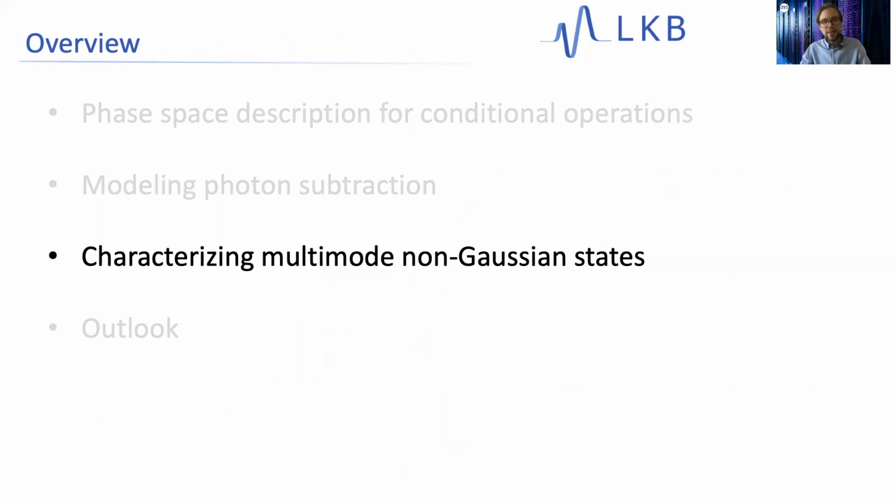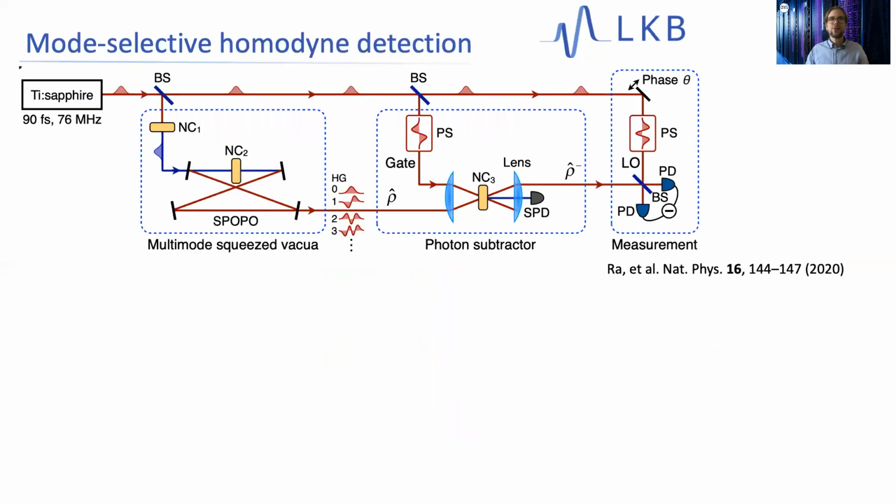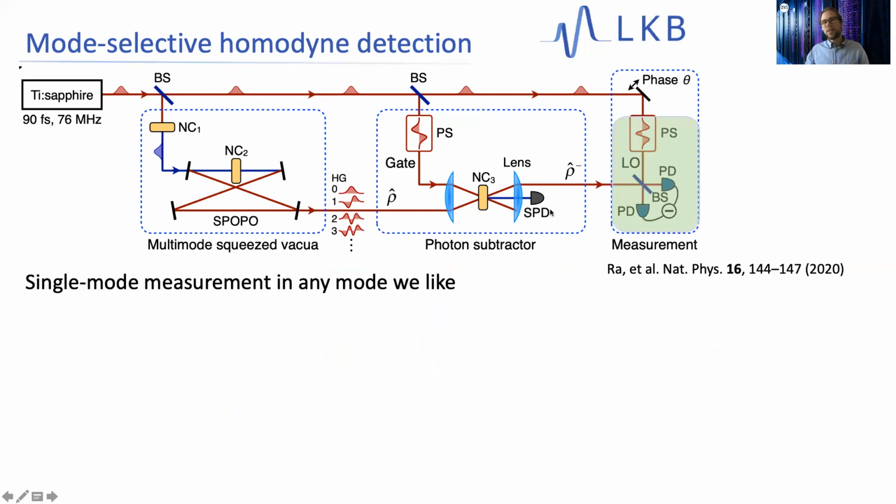So now I still want to take some time to tell you how we characterize these states in experiments. I'm going to show you the experiment that we did with the photon subtraction. Here you have the part where we produce the squeezed vacuum, so the initial Gaussian states. Here we have the part where we do the photon subtraction. And then finally, what I'm interested in here is going to be this part.